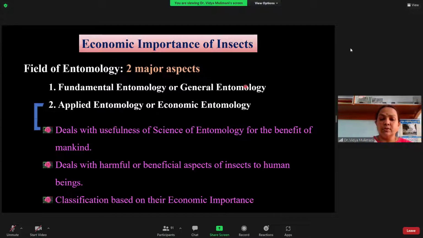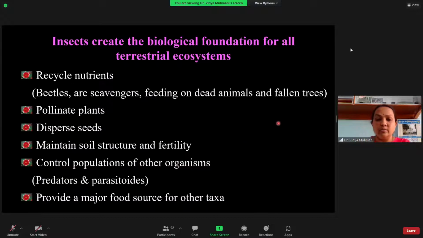Second, here we are mainly studying insects with respect to whether they are beneficial or harmful, again mainly in relation to human beings. Here, the classification of insects is based on their usefulness to man, whether they are harmful or useful. This is what you are going to study in applied entomology or economic entomology.